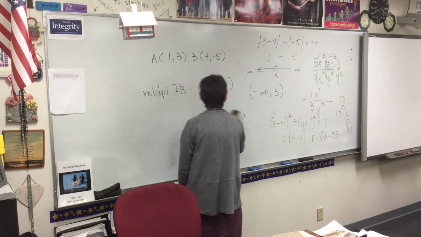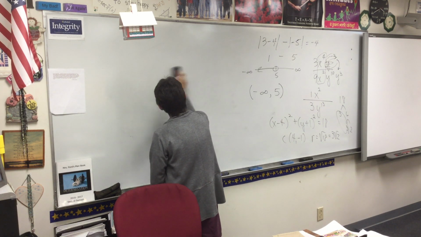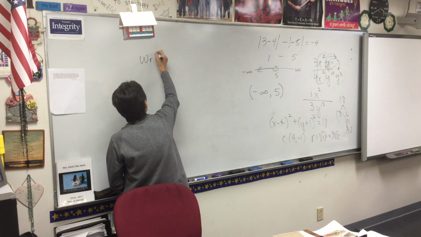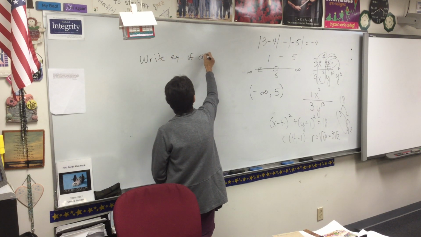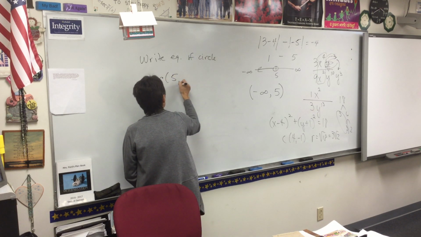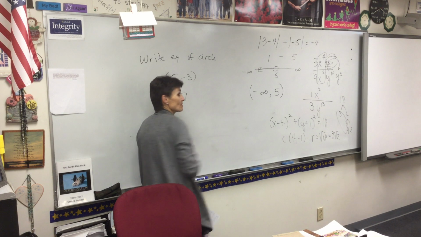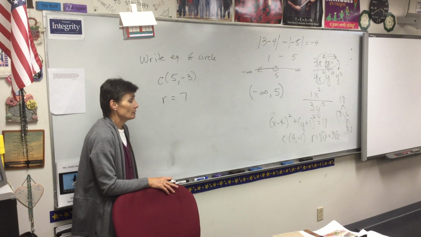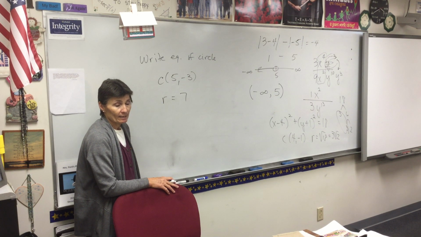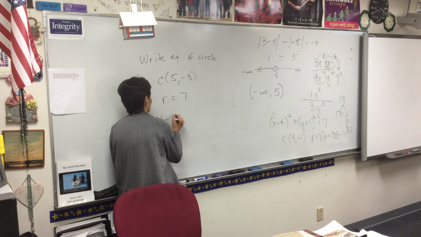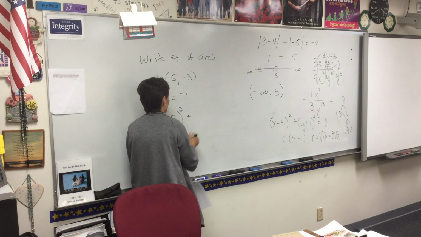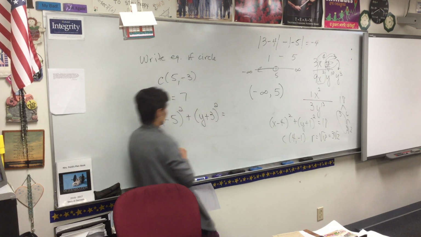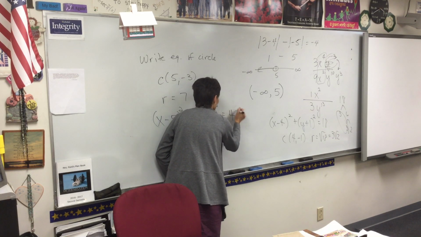Because if you know how to find the center and the radius, you know how to write the equation. So instead of this question, if it said, write the equation of the circle with a center at 5, -3, and a radius of 7, what would that look like? Burkhart? X minus 5 squared plus y plus 3 squared. And what was the radius? That'd be a 49.